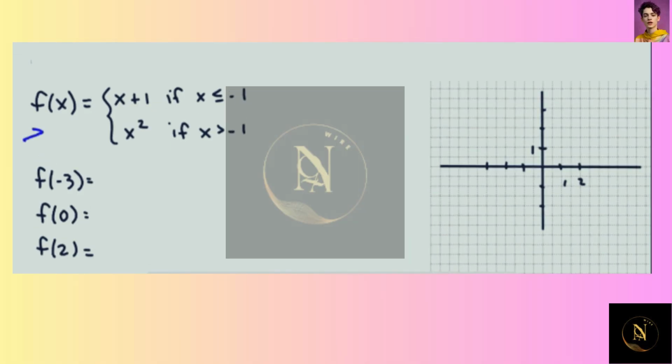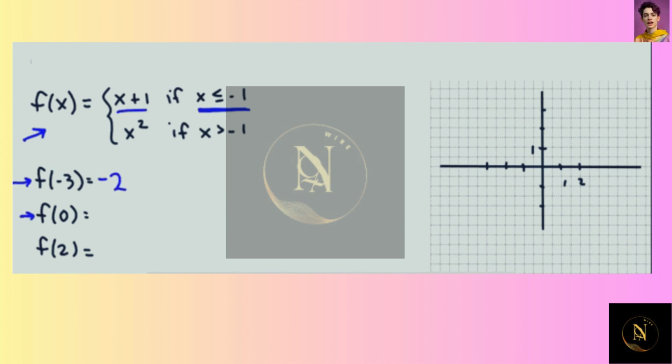Here we have a piecewise function, and we want to find some function values and then sketch the graph. So let's find f of -3. -3 falls into this domain, x is less than or equal to -1. So we have -3 plus 1, and that would be -2.